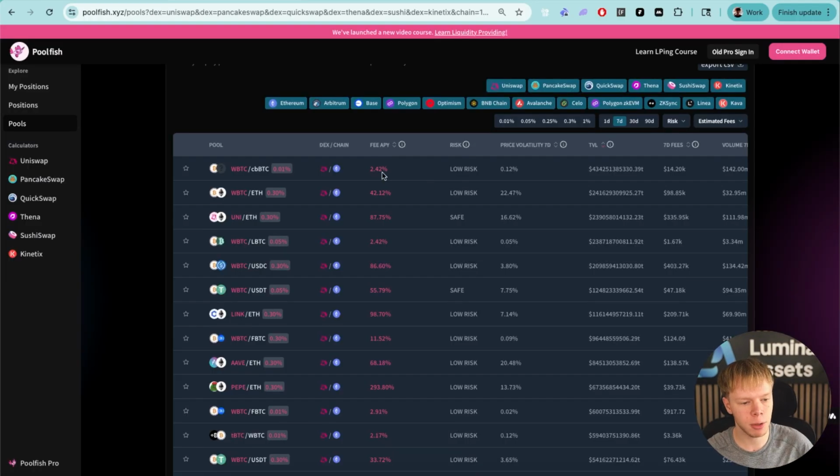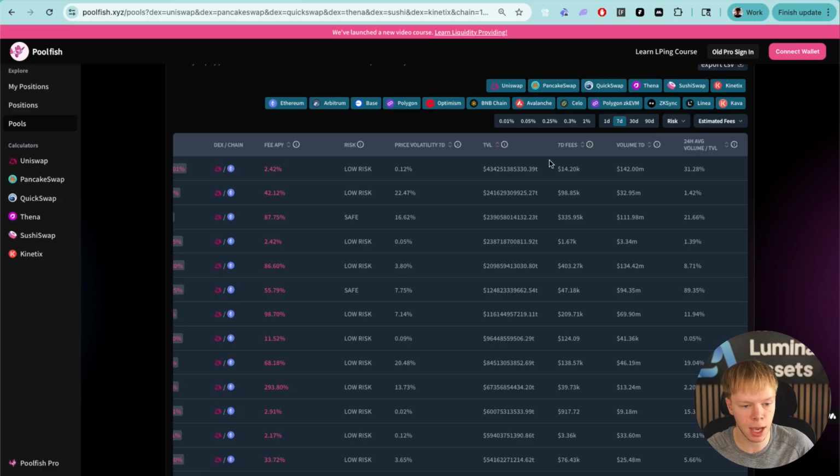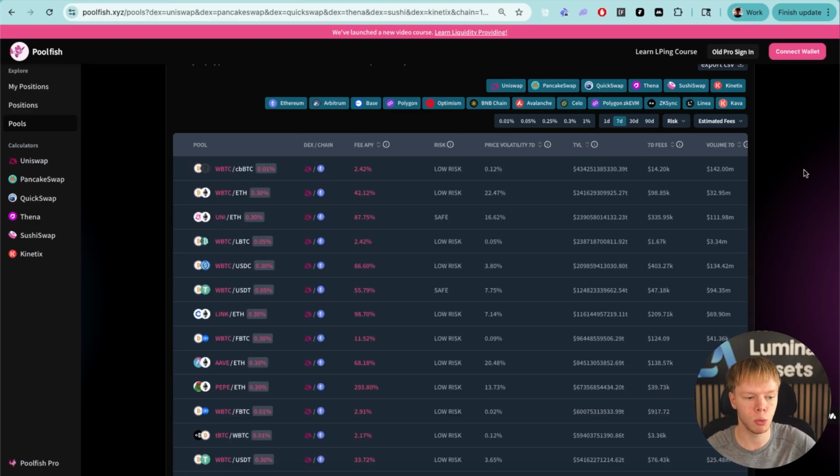Now on PoolFish, you have the ability to look at the fee APY, the risk level, the price volatility, TVL, fees, volume, and the 24-hour average volume to TVL ratio. Although one thing to note on PoolFish is the TVL does come out inaccurate simply because it's showing multiples of trillions of dollars, which is more than the overall market cap of crypto.